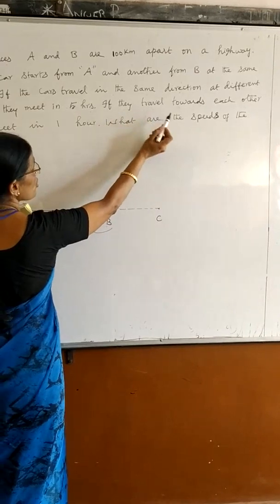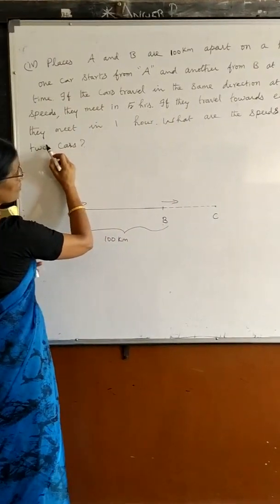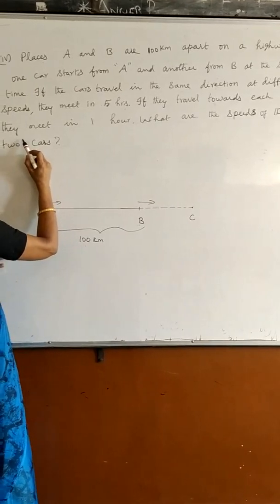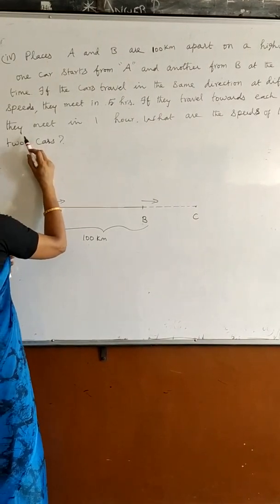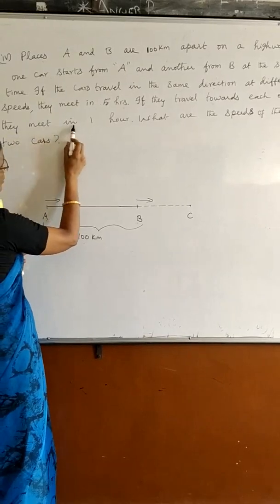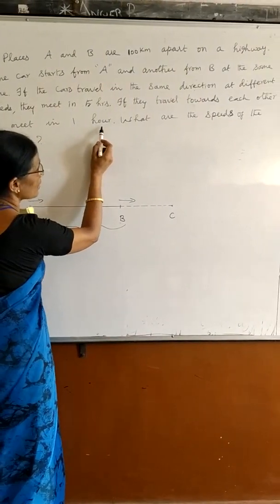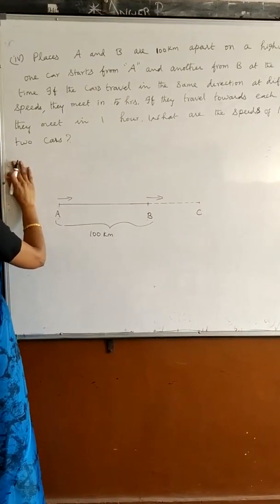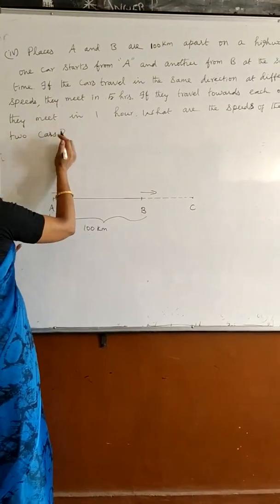If they travel towards each other, means the directions are opposite. They travel towards each other. In that case, these two cars will meet in 1 hour. What are the speeds of these two cars? A little different problem. We'll read the question again.